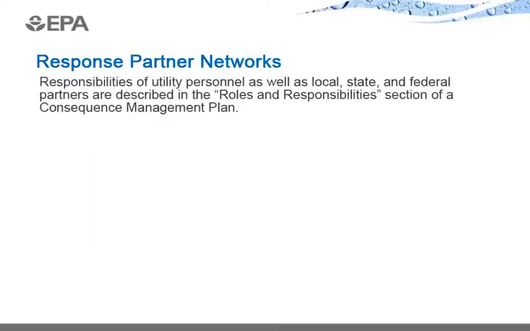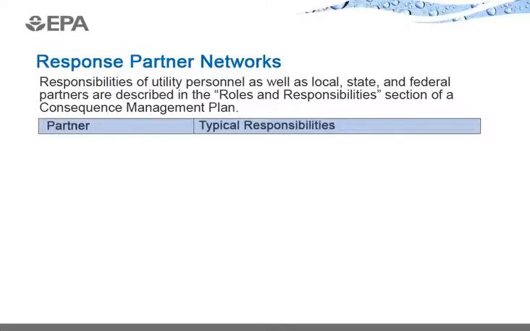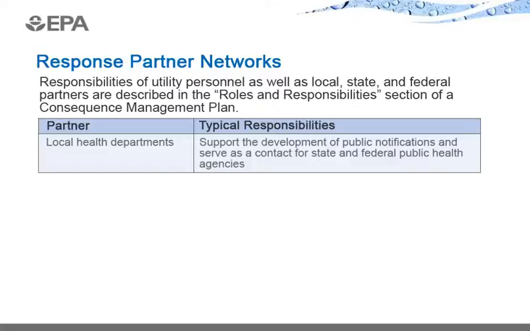Responsibilities of utility personnel, as well as local, state, and federal partners, are described in the Roles and Responsibilities section of a Consequence Management Plan. Typical responsibilities of utility partners include: local health departments support the development of public notifications and serve as a contact for state and federal public health agencies.